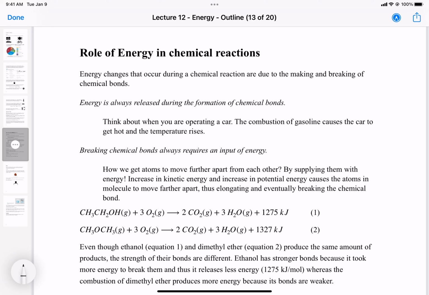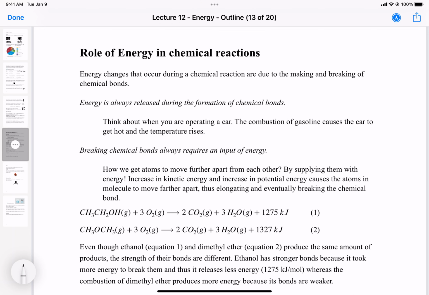If you think about how chemical compounds get changed during a chemical reaction, it's more logical to think that we break chemical bonds by putting in energy. If we want atoms to break apart, we need to put in energy so they vibrate faster, break the force of attraction, and are able to move and react with something else. How do we get atoms to move further away from each other? By giving them energy. The increase in kinetic energy and potential energy causes the atoms to move further apart, making the bond longer and eventually breaking the bond.